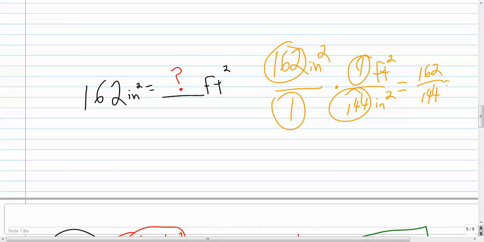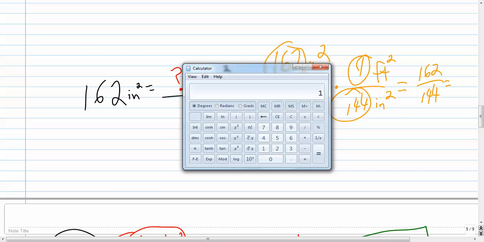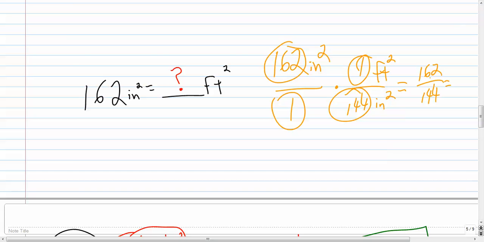So our answer is going to be 1 point something, isn't it? Let's see here. 162 divided by 144. We get 1.125, or 1 1/8. And what unit would that be in? Remember what canceled out here? Square inches canceled out, so our answer is 1.125 square feet. I didn't leave myself much room there.